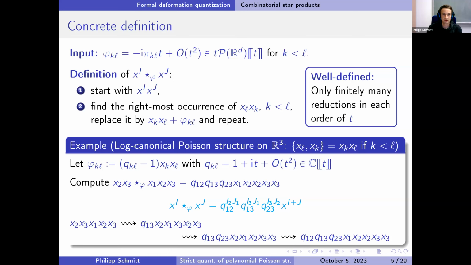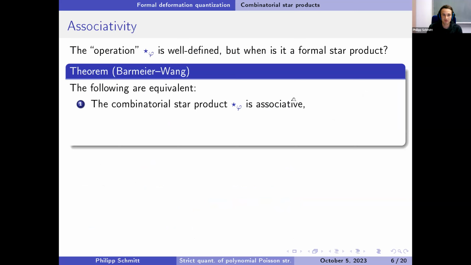This is because phi kl, remember, starts in order of t. So if you fix a certain order like t to the n, basically all except for n of these swaps just result in changing the elements, and then to order these monomials, you just need finitely many steps. So this gives us a well-defined operation, and the interesting question is, of course, when is this associative and when does it define a star product?